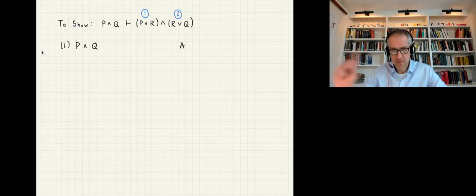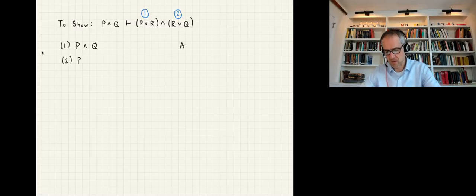So my first goal I have in mind here is to get P or R. Okay, now looking back at my conjunction, it should be fairly clear how I can do that. What I can do is take P out, so 1 and elimination, and then I can disjoin that with R, so P or R, 2 or introduction. That was my first goal corresponding to the first conjunct above. I have now P or R.